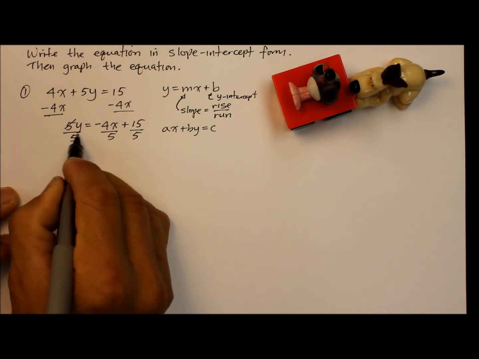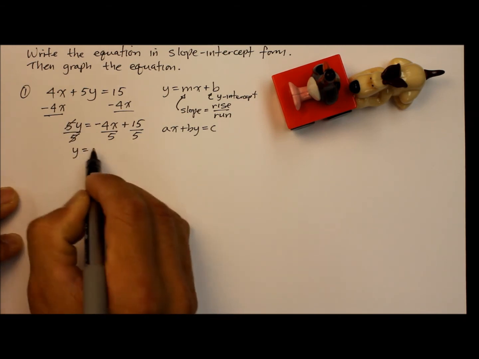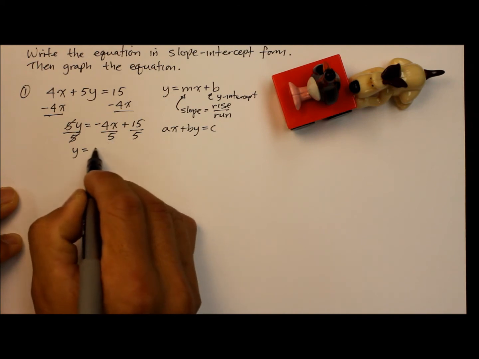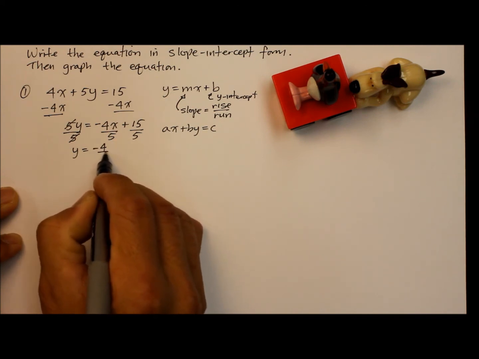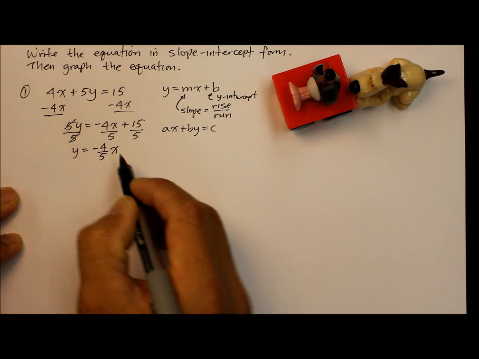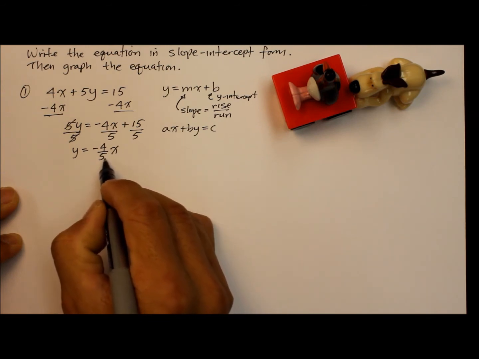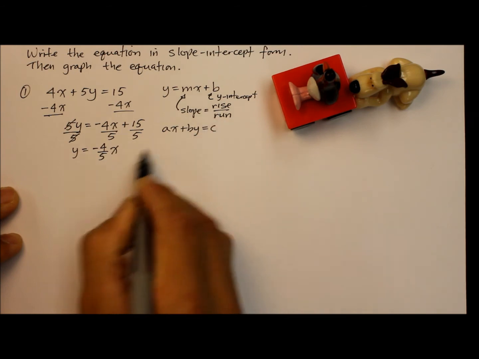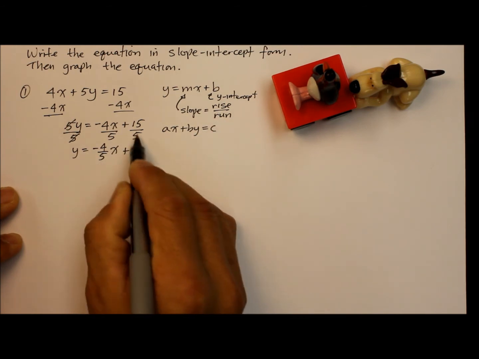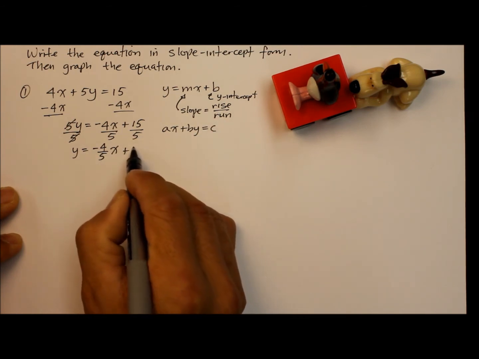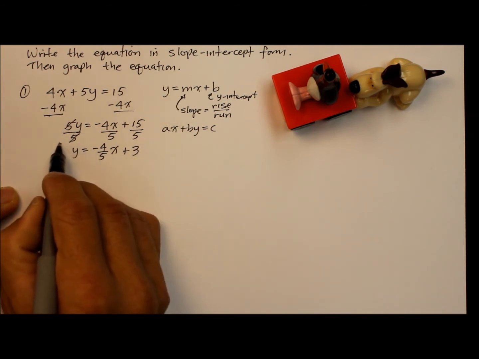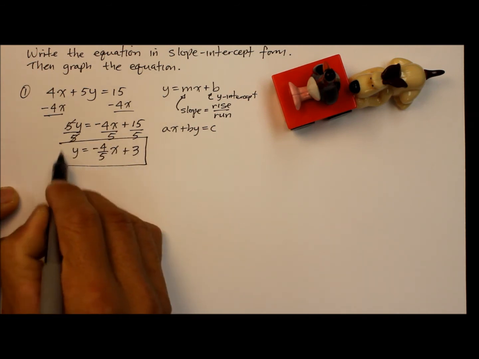So the 5 and 5 simplifies to 1y, or simply y. And now the x term becomes a quotient, negative 4 over 5x. A fraction! Actually, it's a good thing. Remember, the slope is rise over run. Now you have it. Plus 15 over 5 simplifies to a 3. So this is your slope-intercept form.